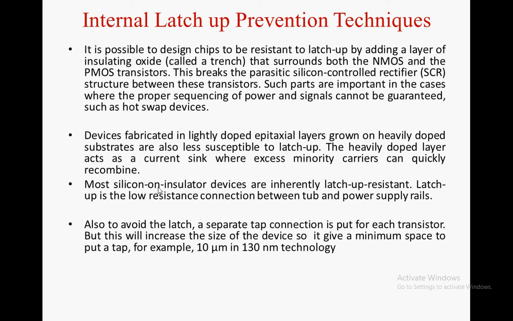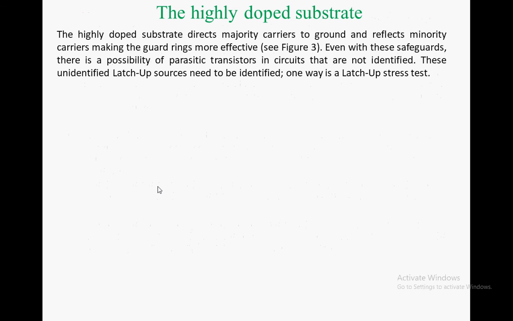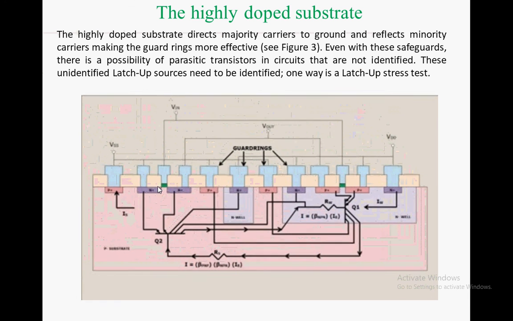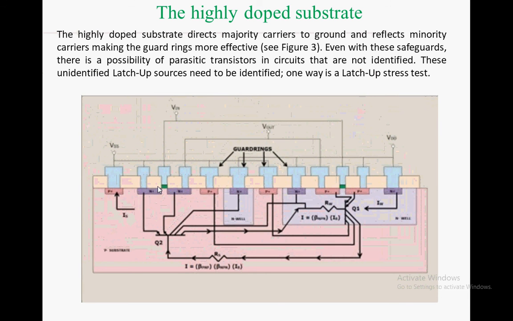Latch-up is avoided by low resistance connections between the tub and the power supply rails. Also, to avoid latch-up, a separate tap connection is put for each transistor, but this will increase the size of the device, so a minimum space is given to put a tap, for example 10 micrometers in 130 nanometer technology. This is the diagram for the highly doped structure. A highly doped substrate directs majority carriers to ground and reflects minority carriers, making the guard rings more effective.